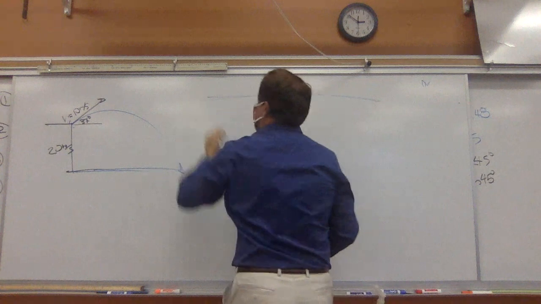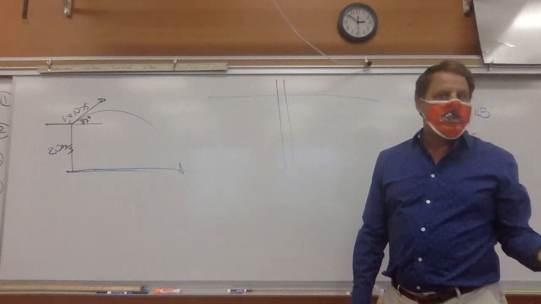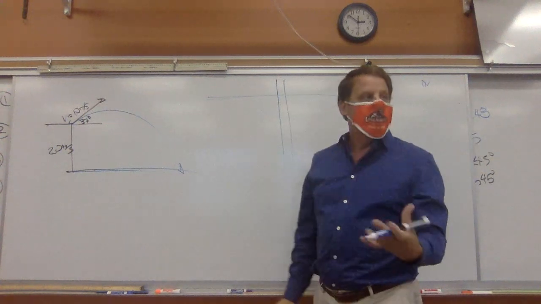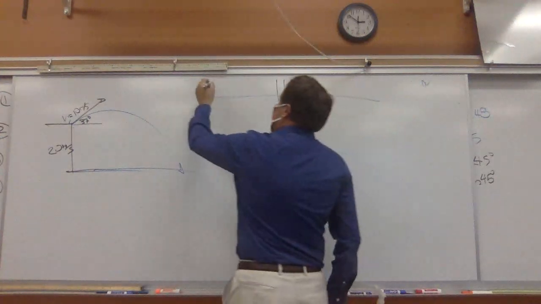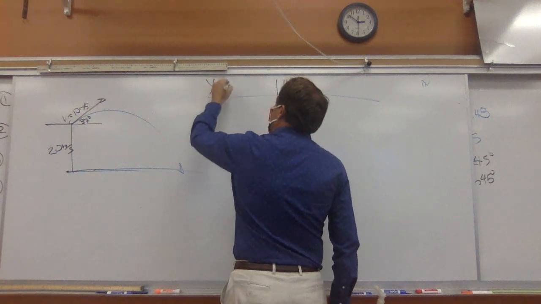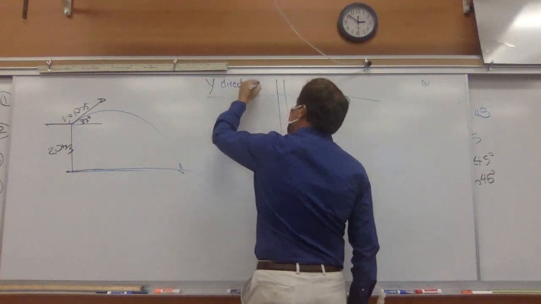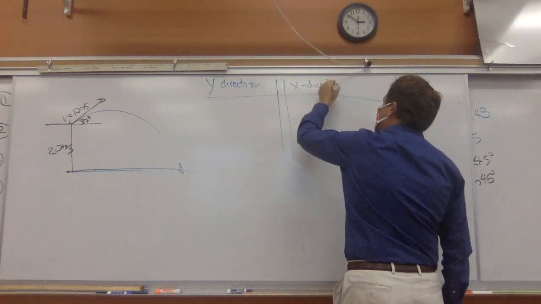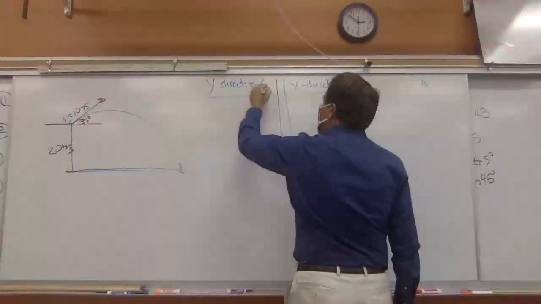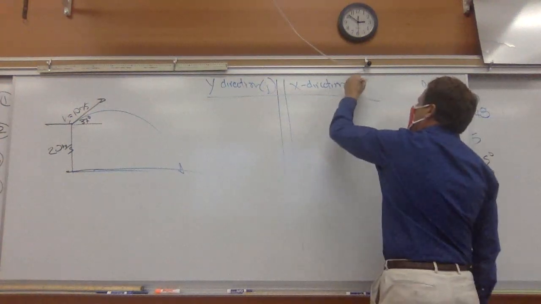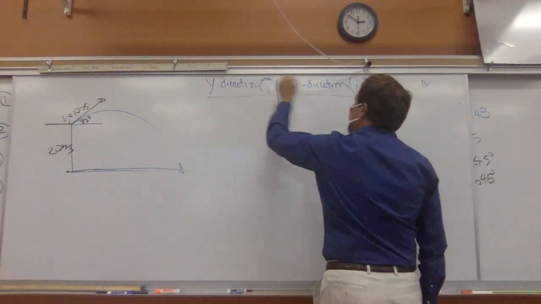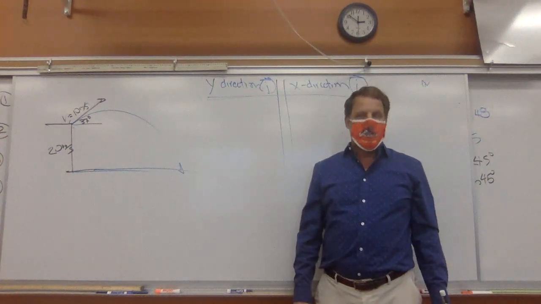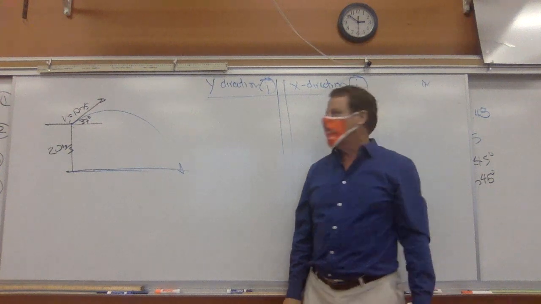So what we're going to do here is look at the same four equations. Instead of putting them all together, we're just going to do it twice. So we're going to have the Y direction, and we're going to have the X direction. Now this would be known as the J, and this would be known as the I, from the unit vector notation.